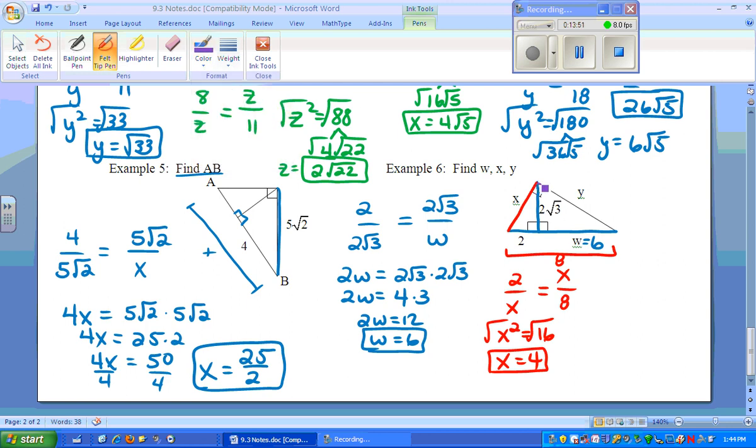And last but not least, we have the side of y, and y is the shared side between the medium and the large. So medium base 6, large base 8, y squared is equal to 48. Root it, and you get 16 times 3. So you get 4 roots of 3.